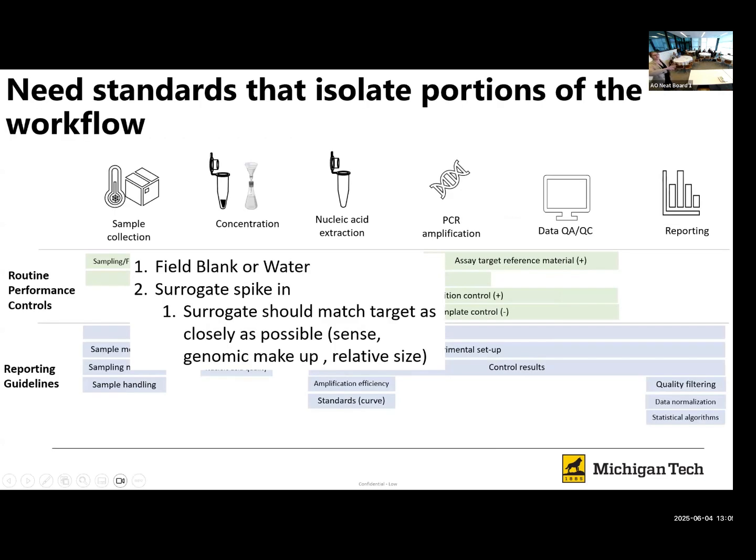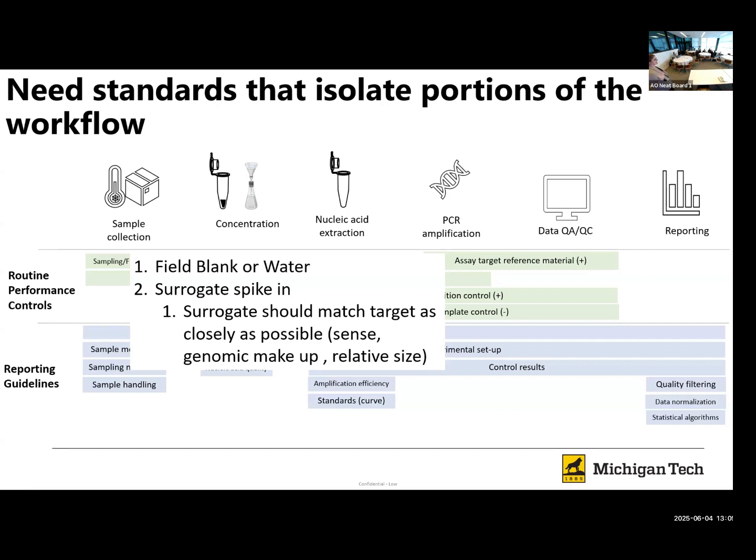Anyway, so that's fine. Thinking about this workflow again, we can think about how different routine performance controls should be implemented at different stages. For example, if you were thinking about your sample collection, what can you use for a positive and a negative control? That could maybe control for your field blank. It'll actually control for quite a few different steps in your workflow.